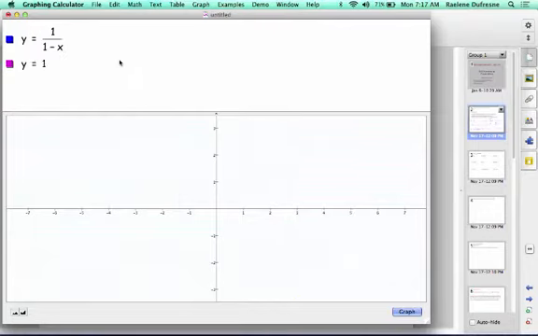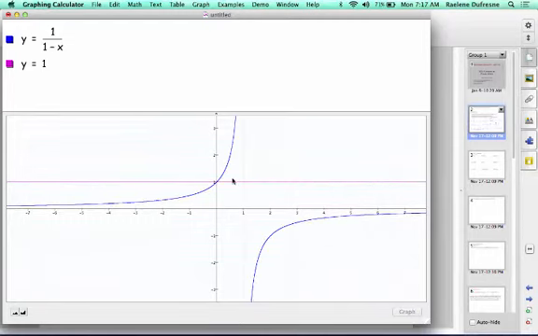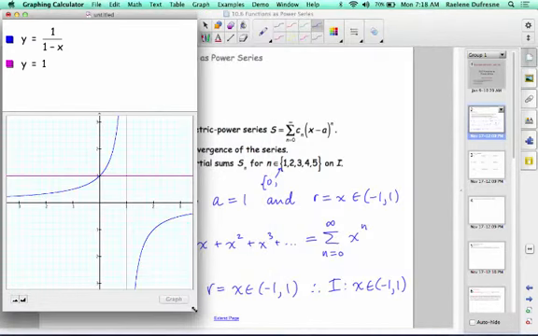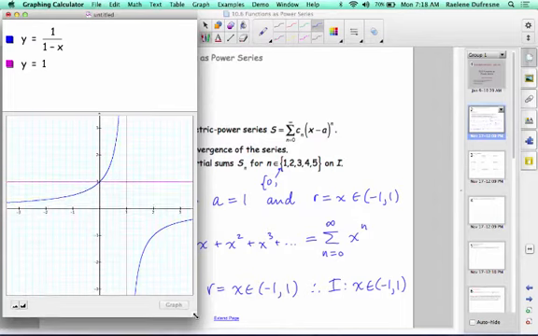Now let's consider the nth partial sums. If we have y equal to 1, we can see that the two functions match only at the center of tangency, or the center of the approximation. Customize this a little bit so we can see the equations as well as the graphs on a smaller window.